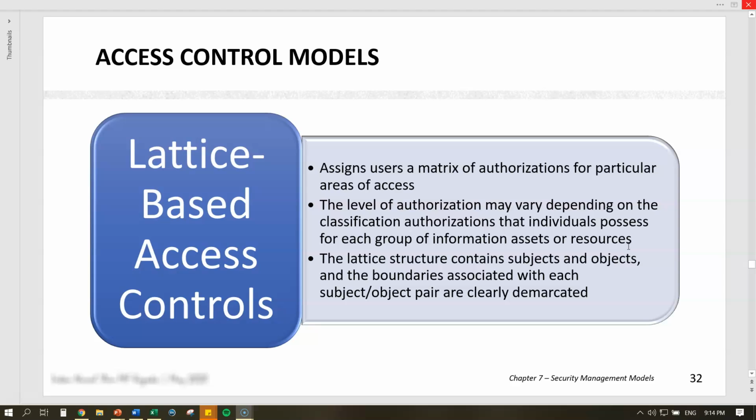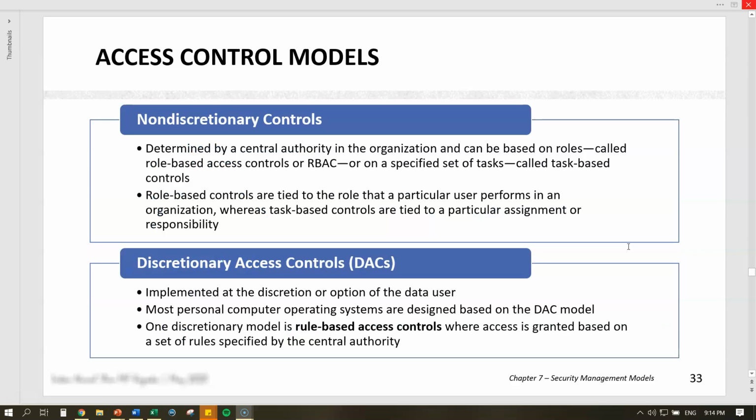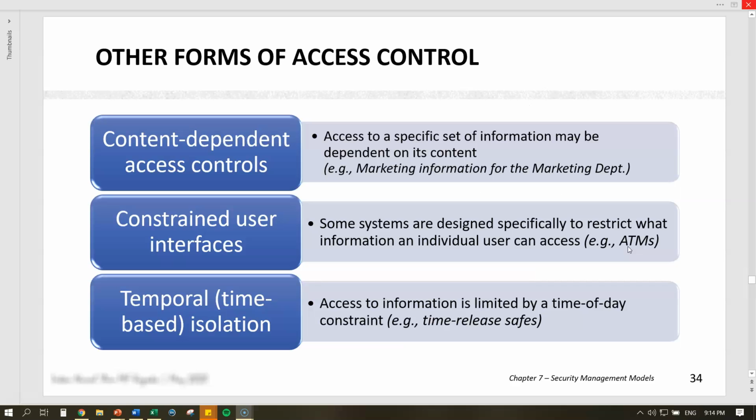Next access control model is lattice-based access controls. This type of access controls assign user a matrix of authorization for particular areas of access. The level of authorization may vary depending on the classification authorizations that individuals possess for each group of information assets or resources. And then there is also non-discretionary controls dalam access control models, and then there are discretionary access control, DACs.